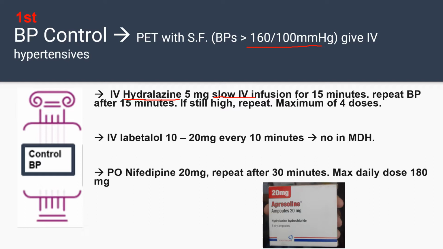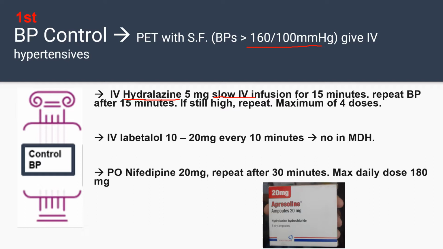So you give 5 milligrams during 15 minutes. Wait 15 minutes. Take again the blood pressure. If it's high, you give again during 15 minutes, 5 milligrams. Then wait 15 minutes again, and then check the blood pressure. You can repeat that only 4 times because the maximum dose is 4 doses. Okay? If you cannot control with that, it means you're in trouble, you need to finish the pregnancy.